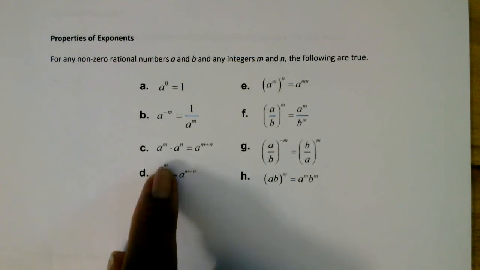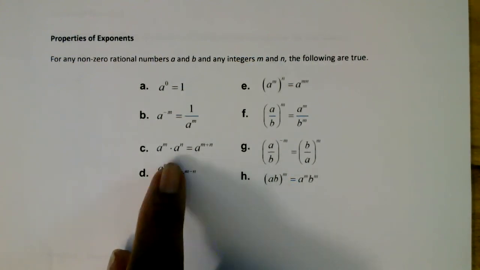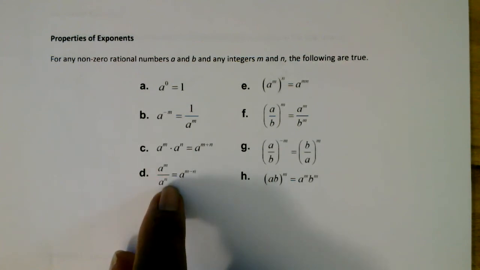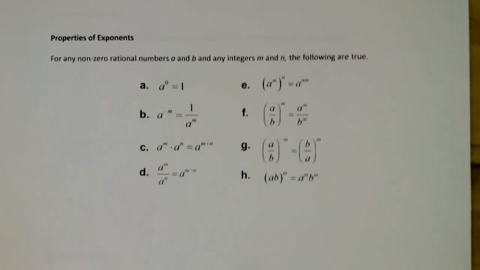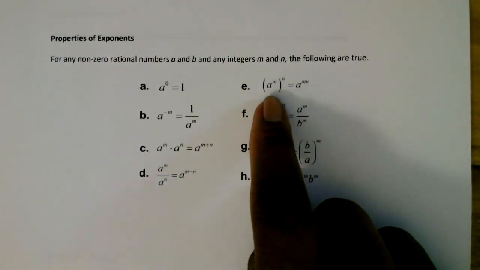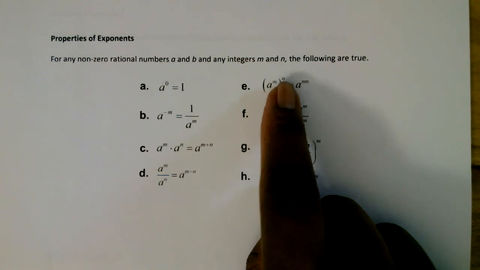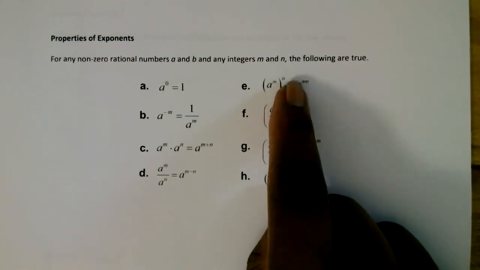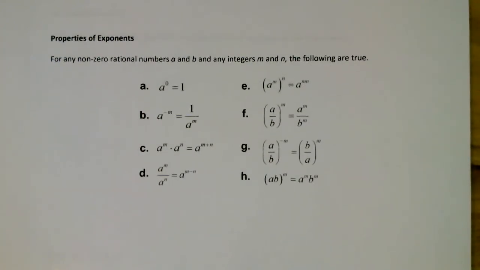Part D is this. You're dividing powers of the same base. Bring over the base, subtract your exponents. Subtract the top minus the bottom. A to the m divided by a to the n is going to be a to the m minus n power. And then in part E, a to the m raised to the n, we're raising a power to a power. Bring the base over, multiply your exponents. It'll be a to the m times n.